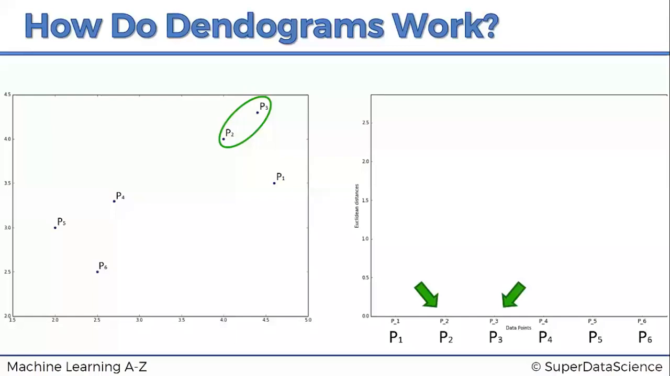To connect them, we would use a horizontal line, but then where would we put it? Would we put it at the very bottom? Would we put it a bit higher? What's going to determine how high we place this line? This height actually has a meaning. This height is the Euclidean distance between them, and it also represents the computed dissimilarity between the 2 points or the 2 clusters.